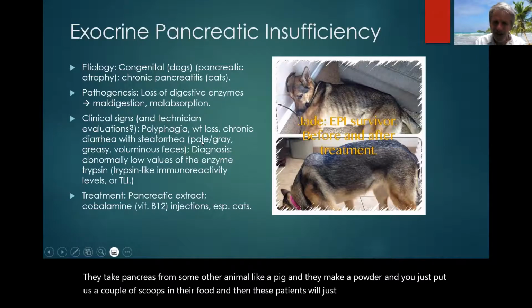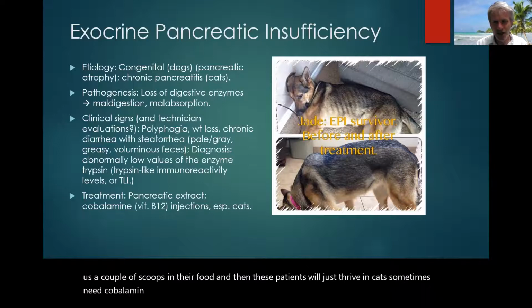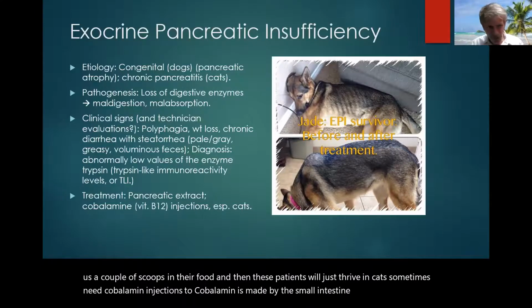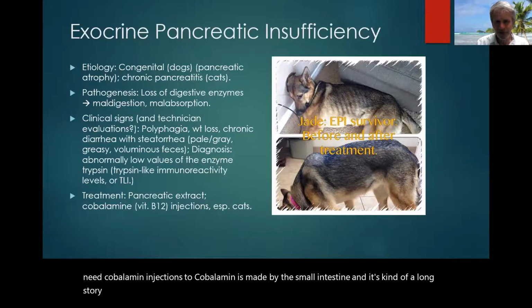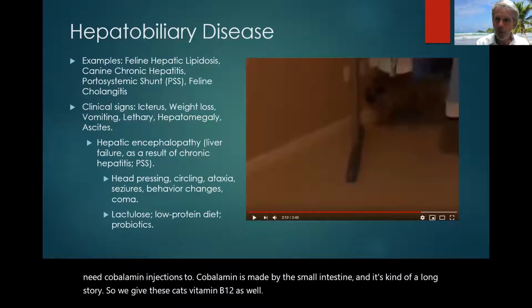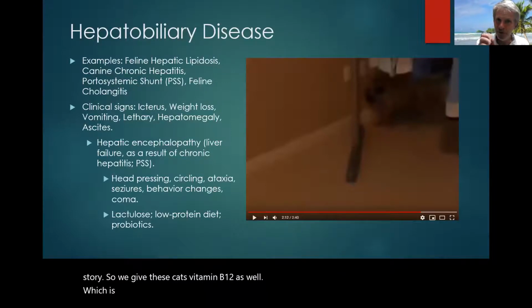Cats sometimes need cobalamin injections too. Cobalamin is made by the small intestine, and it's kind of a long story. So we give these cats vitamin B12 as well, which is the prettiest little drug. It's this beautiful kind of reddish color.